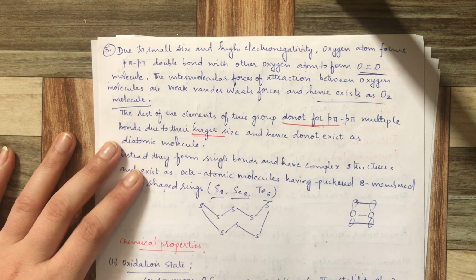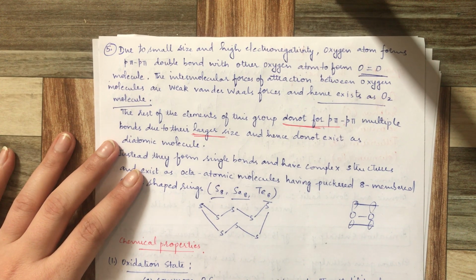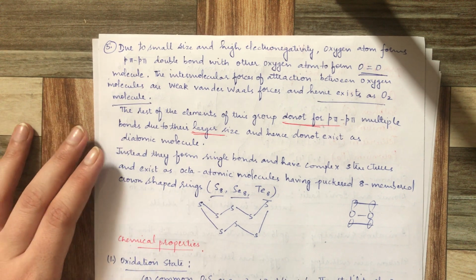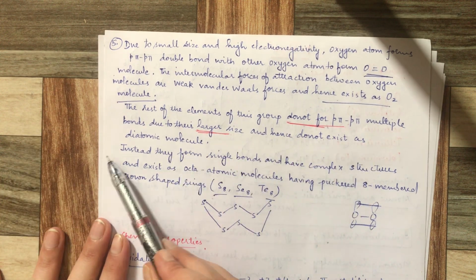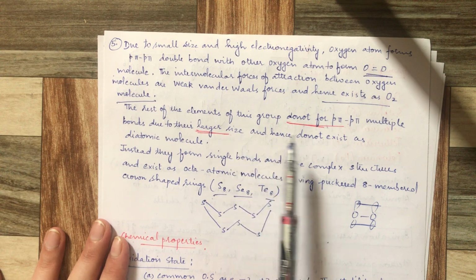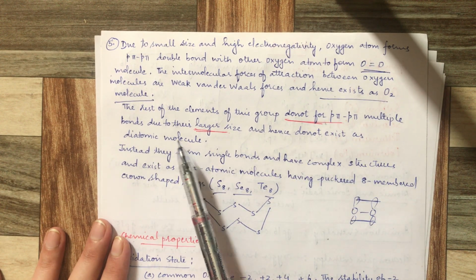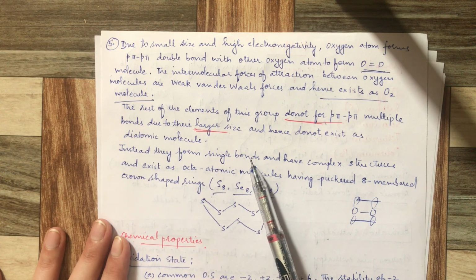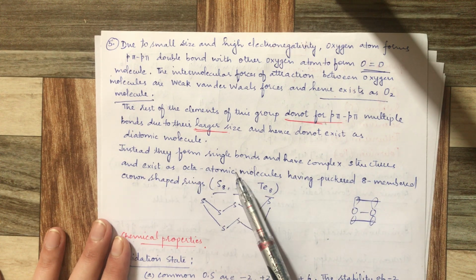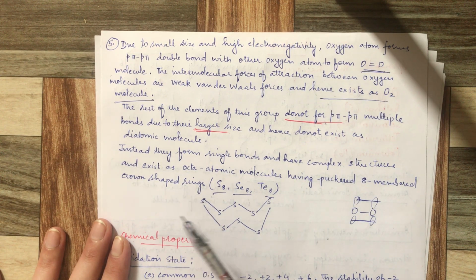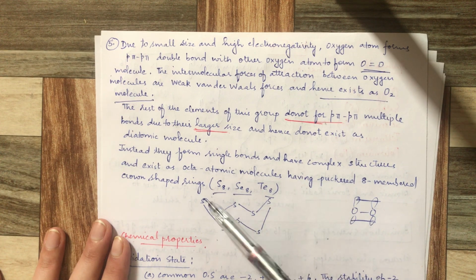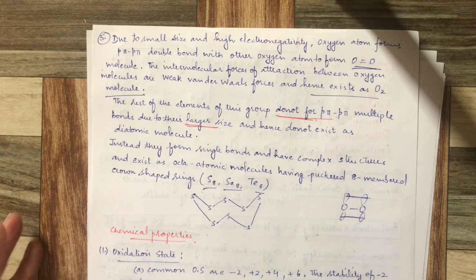What about the rest of the elements? For the rest of the elements, the p orbital size increases, so they cannot undergo efficient sideways overlapping to form a pi bond. The rest of the elements of this group do not form p pi multiple bonds due to their larger size and hence do not exist as diatomic molecules. Instead, they form single bonds and have complex structures and exist as octatomic molecules having puckered 8-membered crown-shaped rings. So sulfur, selenium or tellurium form this kind of crown-shaped ring, the puckered 8-membered ring.